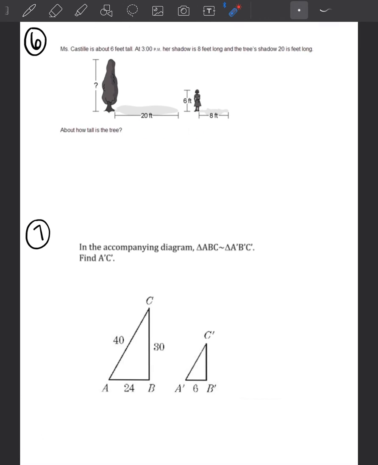So look at 6 and 7. Work on these independently to see if you can use what we learned in this video to solve these on your own.